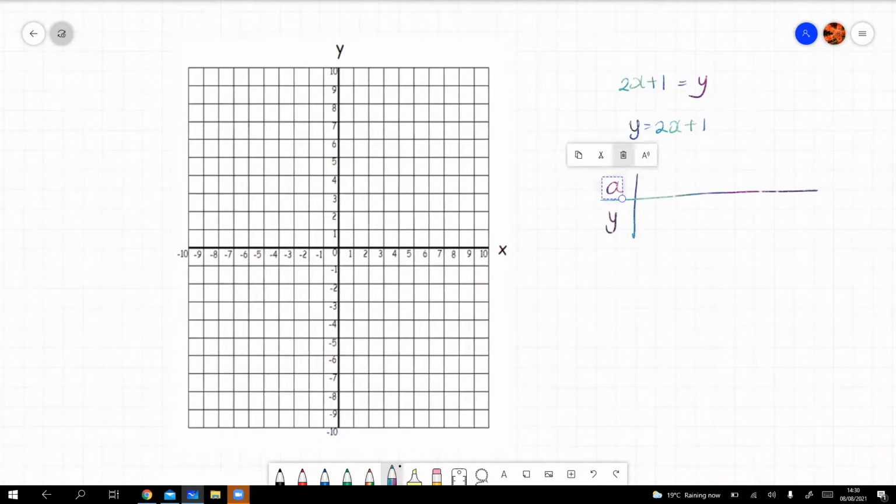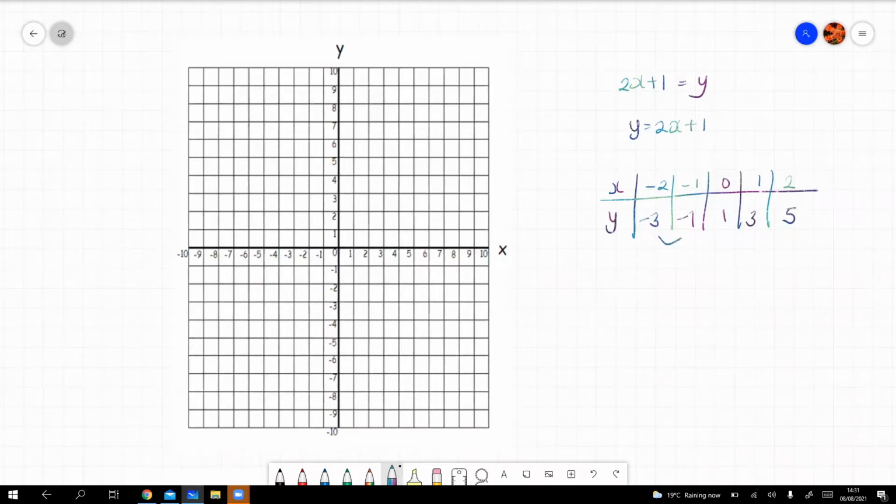Okay, so let's do that again, x and y. Let's write this x out again. It looks like an A. Okay, -2, -1, 0, 1, and 2. This time to get y, I've got to double my x and add 1. Well, double -2 is -4, add 1 is -3. Double -1 is -2, -2 add 1 is -1. Double 0 is 0, add 1 is 1. Double 1 is 2, add 1 is 3. Double 2 is 4, add 1 is 5.